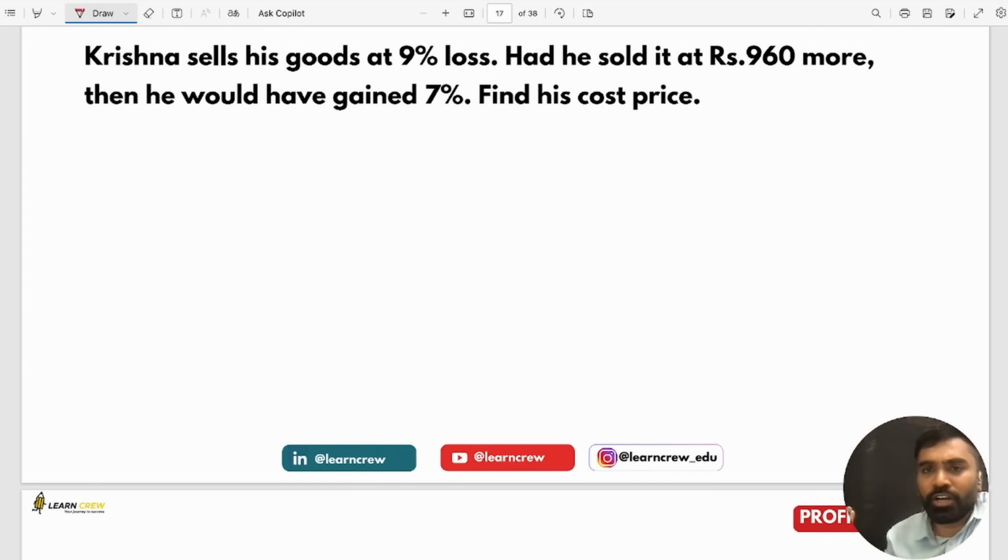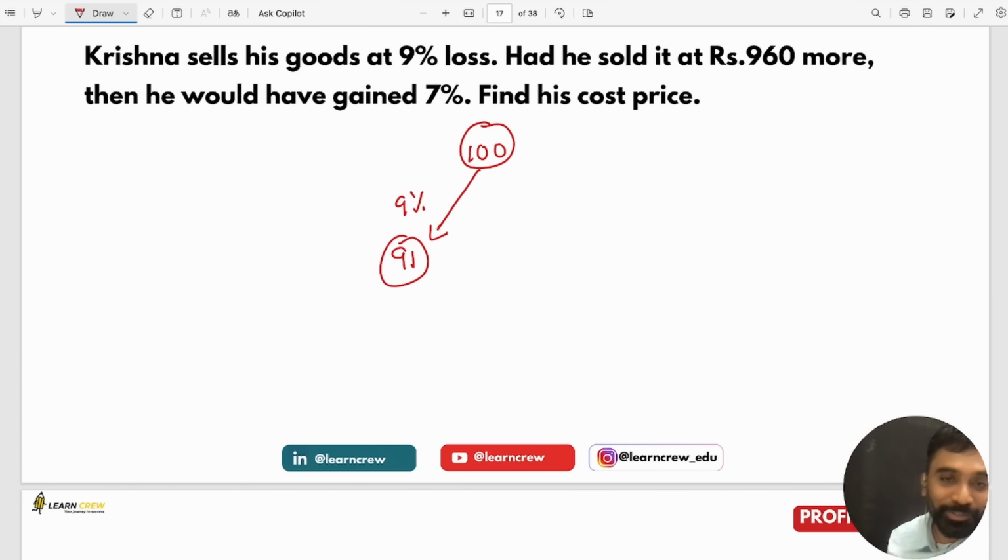Okay, now we do not know what was the cost price of Krishna. Let us assume the cost price of Krishna was 100. What happened initially? He sold the product at 9% loss. Means he sold it for 91. All these are assumptions. 100 initial 100 parts, 100%. He sold it for 91, 91% or 91 parts, whatever you want to keep.